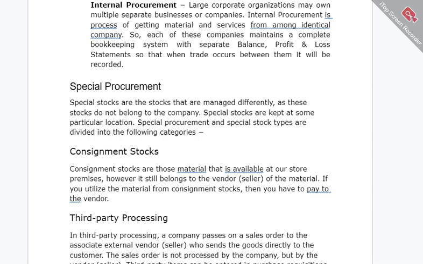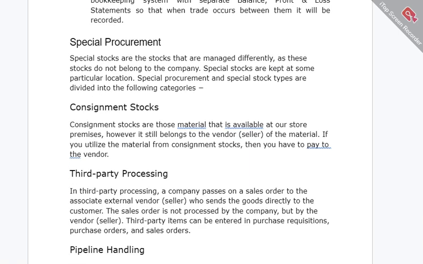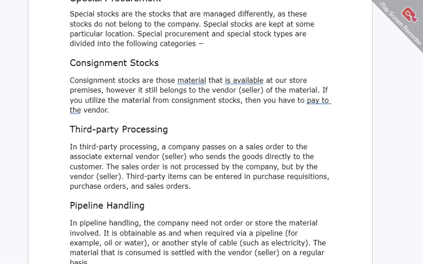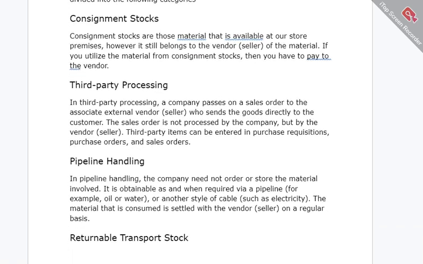Special procurement. Special stocks are stocks that are managed differently, as these stocks do not belong to the company, and special stocks are kept at some particular location. Special procurement and special stock types are divided into categories. Consignment stocks are materials that are available at our store premises. However, they still belong to the vendor or seller of the material, and if you utilize the material from consignment stocks, then you have to pay the vendor.